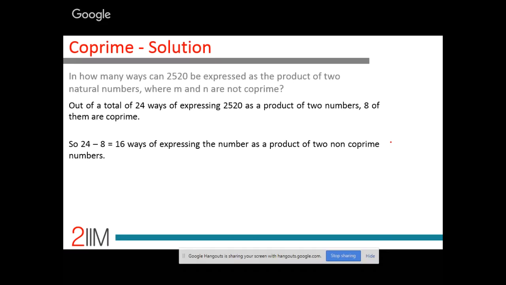And given a number, you should know how to break it as a product of two natural numbers. Number of ways of breaking it as a product of two co-prime natural numbers. Number of ways of breaking it as a product of two natural numbers that are not co-prime. All 3. Fine. If you know 1 and 2, you know the 3. Fine. Let's go to the next one.